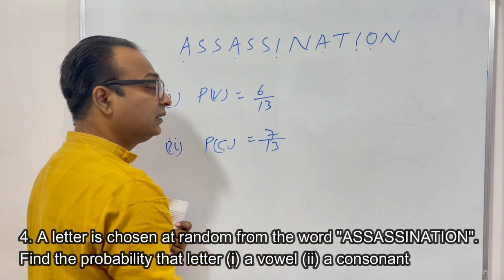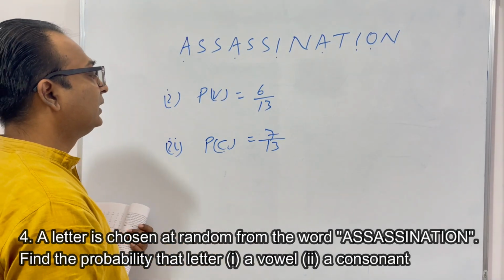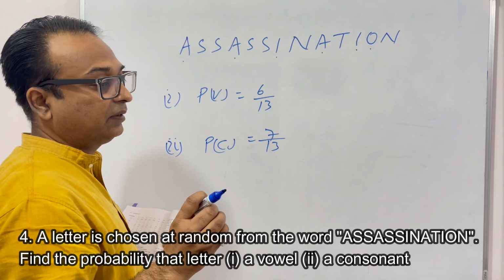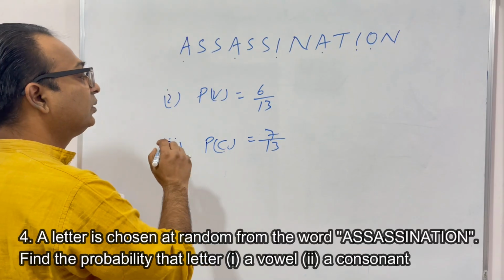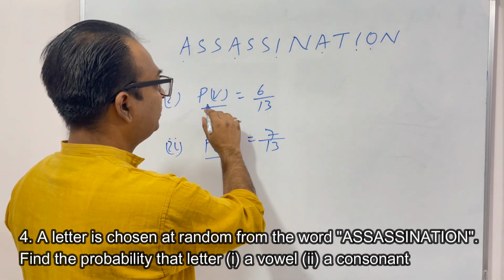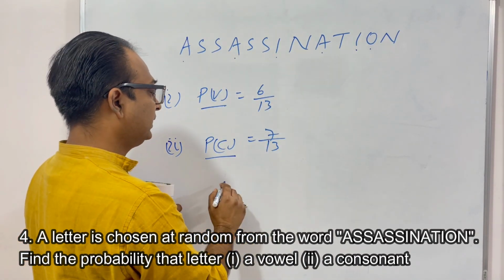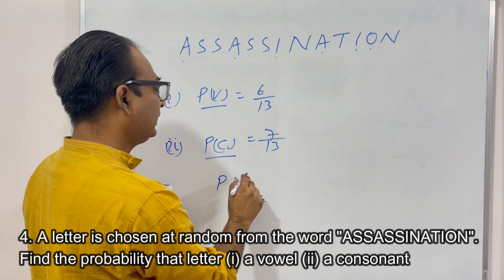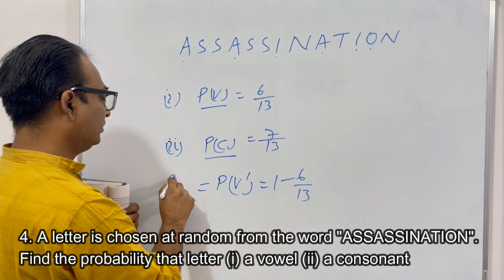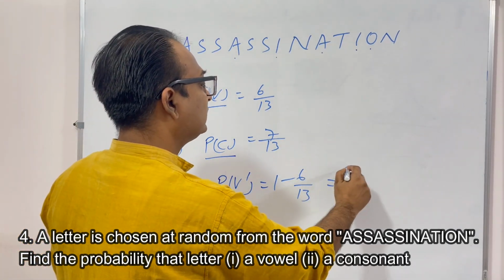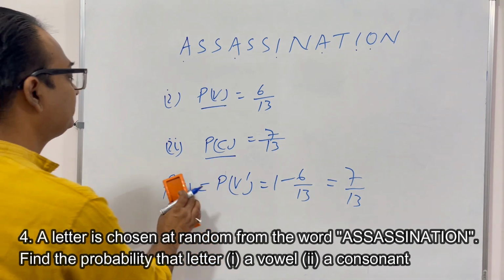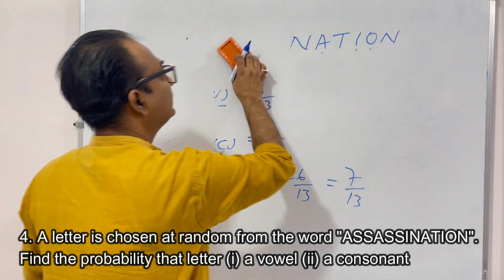You can also find it by the "not" method. How? See, there are only two types of letters in the alphabet, vowels and consonants. So the number of consonants will be not a vowel. So if the probability of getting a vowel is 6 by 13, then the probability of not getting a vowel will be 1 minus 6 by 13. And this is equal to the probability of a consonant. So what is this? 7 by 13. So you can find it either way. At least you should understand this.